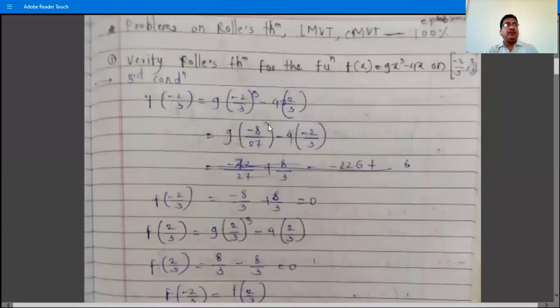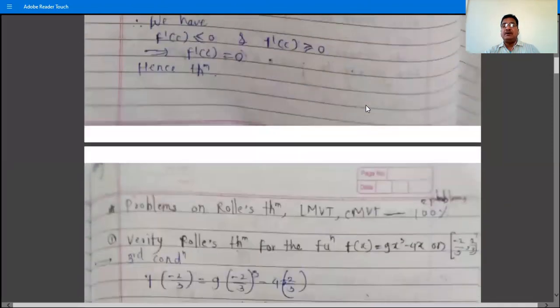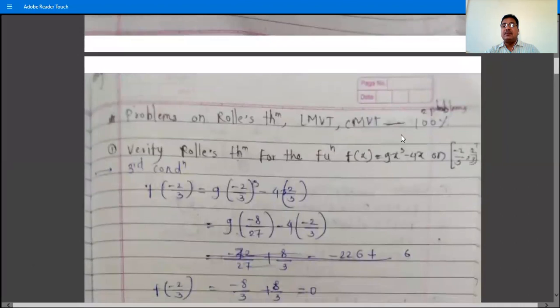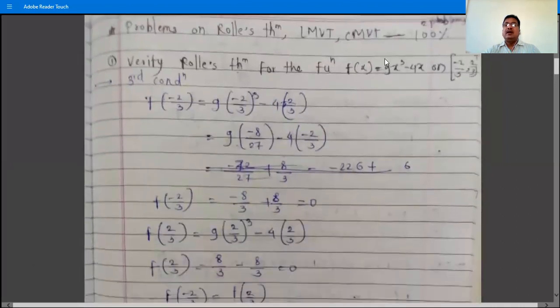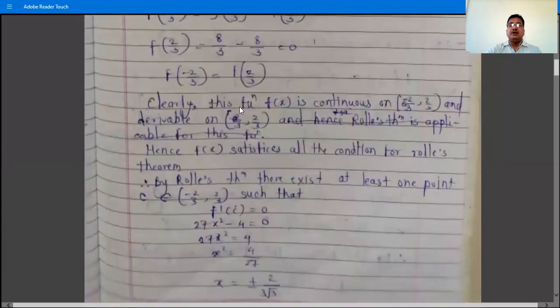Because this f(x) is a polynomial function, 9x cube minus 4x is a polynomial function, and a polynomial function is continuous and differentiable everywhere. That's why the function f(x) is clearly continuous on the closed interval [-2/3, 2/3] and differentiable on the open interval (-2/3, 2/3).